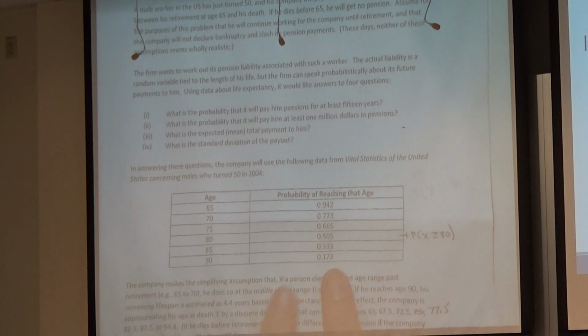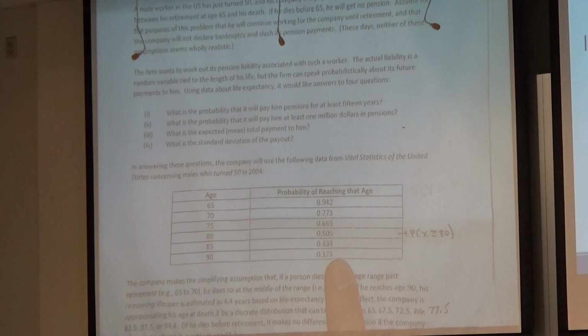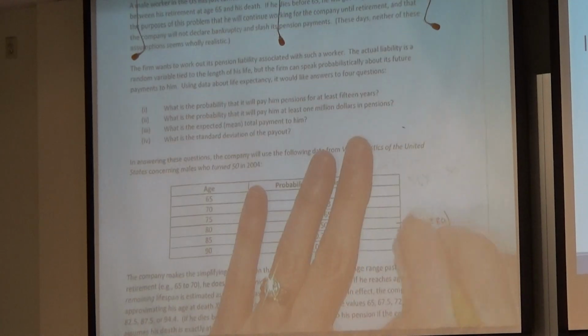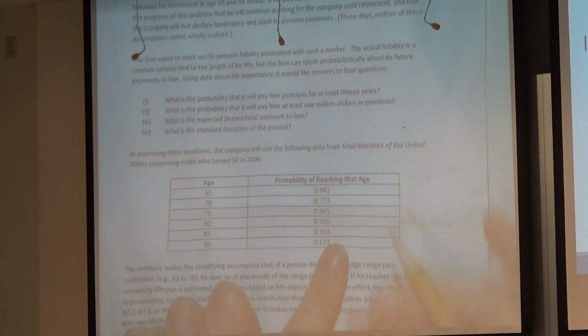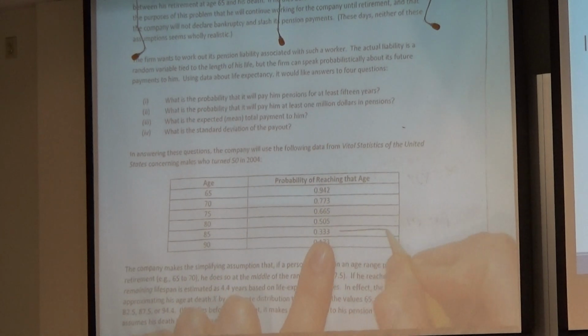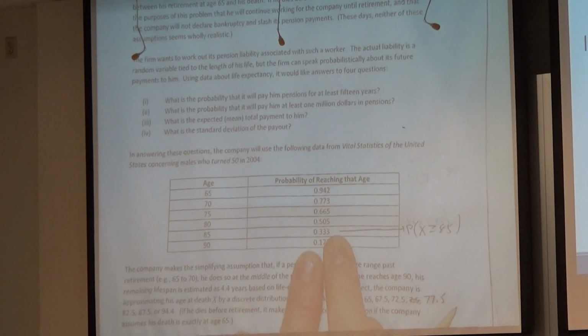Okay, so here it's telling me the probability of reaching greater than age 90 is 0.173. So the only value I have here greater than age 90 is 0.173. So let's think about this one. 0.33, this is telling me the probability that I reach an age greater than 85 is 0.333.